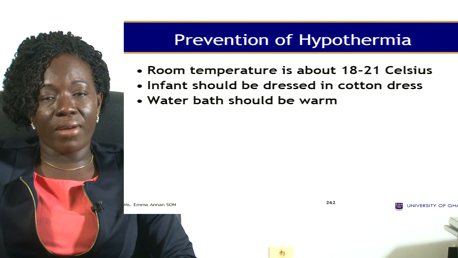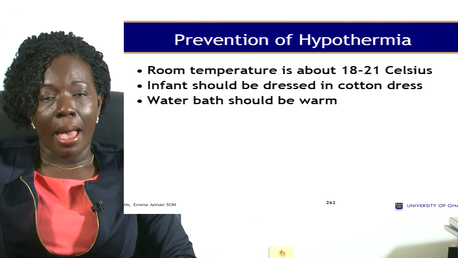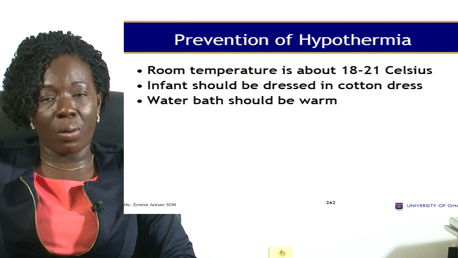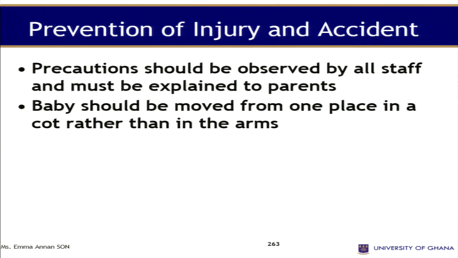We also need to prevent hypothermia. The room temperature should always be around 18 to 21 degrees Celsius. Baby should be dressed in a cotton dress. Then warm bath can be given, not cold bath. Then we have to prevent them from getting injured or from having accidents. So precautions should be observed by staff and must be explained to parents.